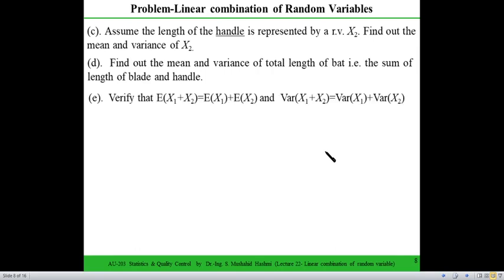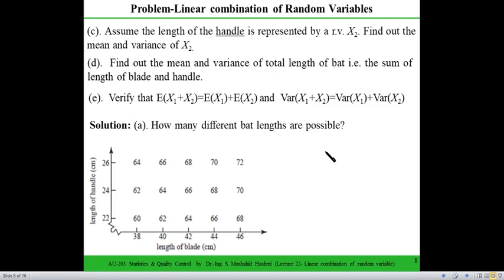And in this next part you need to verify this property of dealing with independent random variables. So the first part is how many different bat lengths are possible. You have 5 different blade lengths and 3 different handle lengths. So how many possible bat lengths are possible? Take a pause and try to answer this.